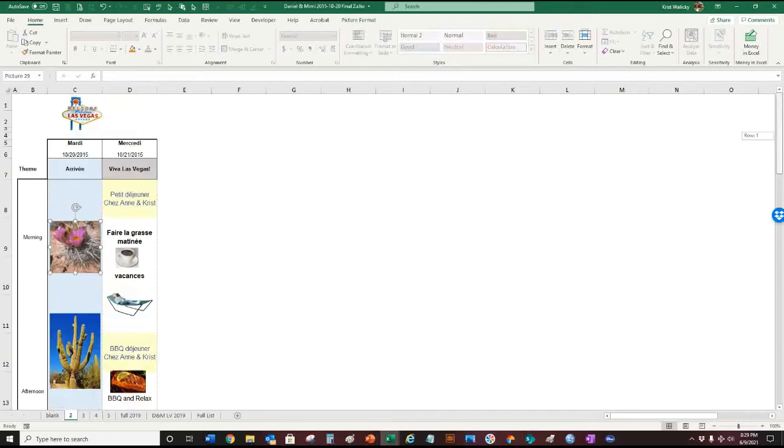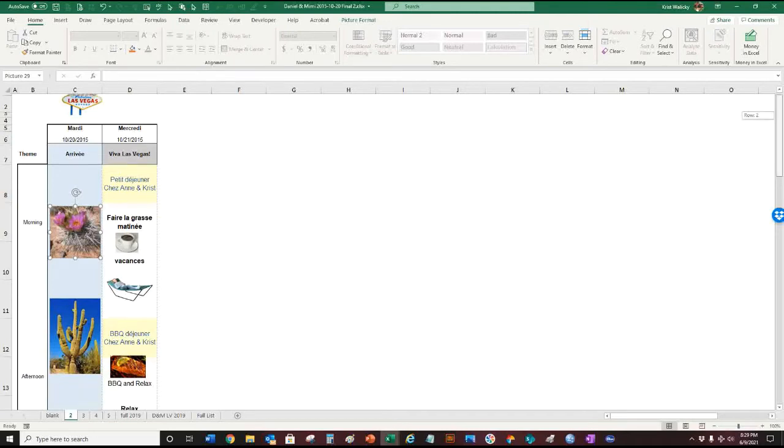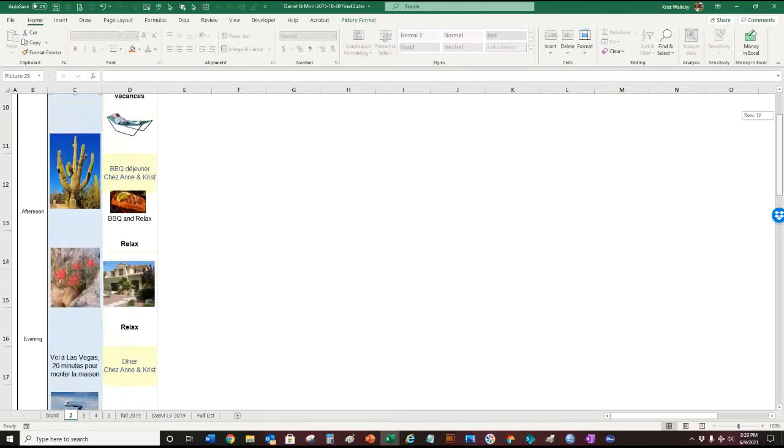So you're going to learn a little bit of French with this agenda. There's mardi and mercredi, that's Tuesday and Wednesday across the top, and faire la grasse matinée just means to sleep in and chill out, which makes a lot of sense for the first day. Here's the meal plan. What I've done is highlighted it in yellow.